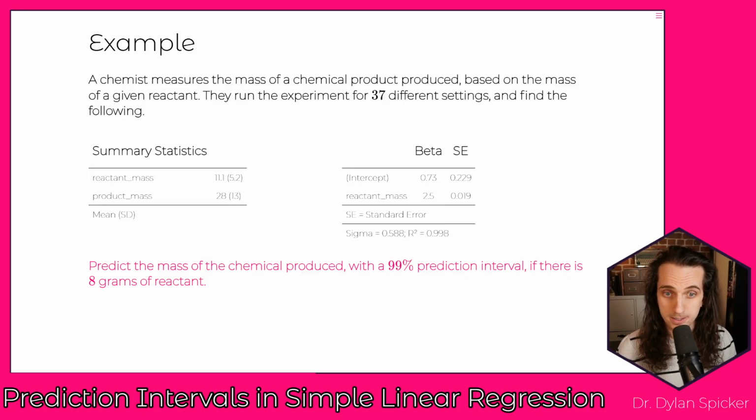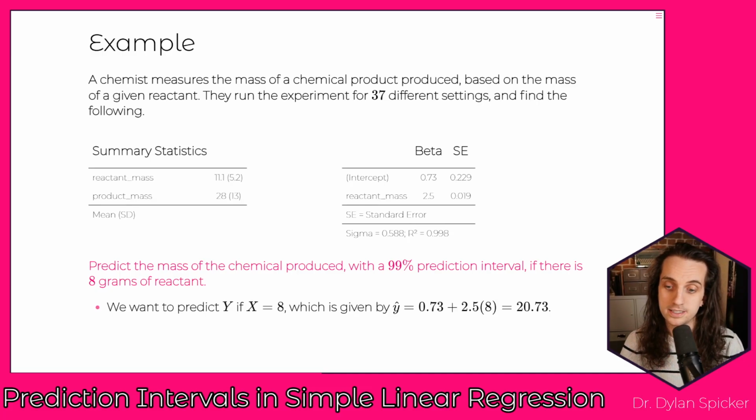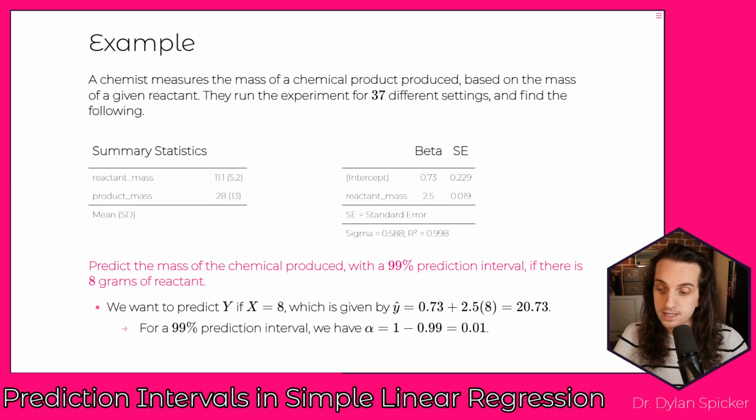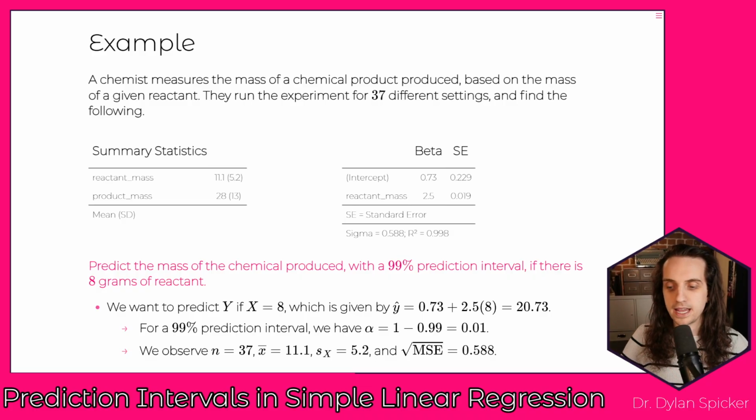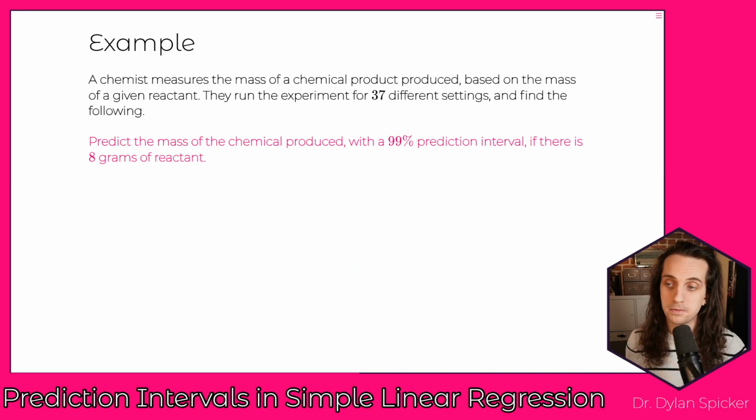So all of that information is going to need to be taken together in order for us to form our prediction interval here. And so we can take that and we can start to plug in. So we want to predict Y if X is equal to 8. So we take 0.73 plus 2.5 times 8. That gives us 20.73. Okay. For a 99% prediction interval, we're going to want alpha equals 1 minus 0.99, so that's going to be 0.01. This time we're actually doing the 99% interval rather than the 95. Okay, we have n is 37, x bar is 11.1, the standard deviation of x is 5.2, and the square root of our MSE is 0.588. That's all the information that we're going to need to solve this problem here.